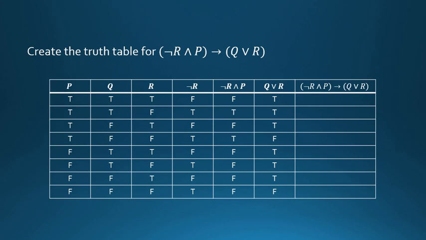Now we work with the final column. It's this one here implies that one there. So false implying a true is a true. That's one of our vacuously true cases. True implying a true is true. False implying a true is true. True implying a false is false. False implying a true is true. False implying a true is true. False implying a true is true. And then false implying a false is true when we are talking about the conditional. So there is our truth table.